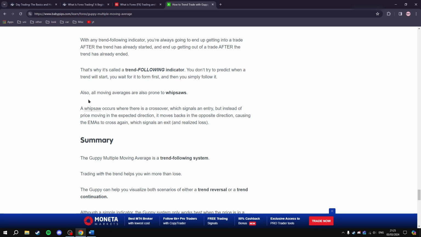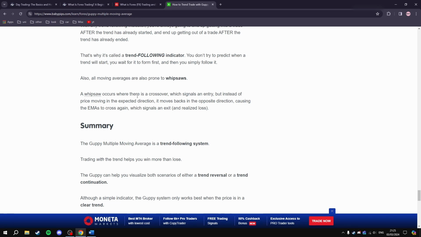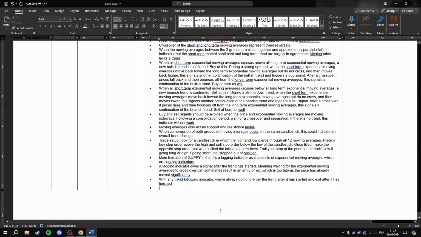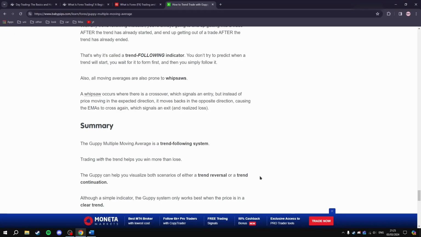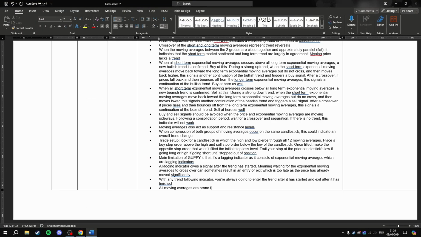Also, all moving averages are prone to whipsaws. A whipsaw occurs where there is a crossover which signals an entry, but instead of price moving in the expected direction, it moves back in the opposite direction, causing the exponential moving averages to cross again, which signals an exit and realized loss.